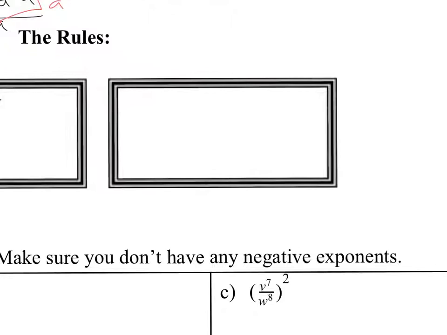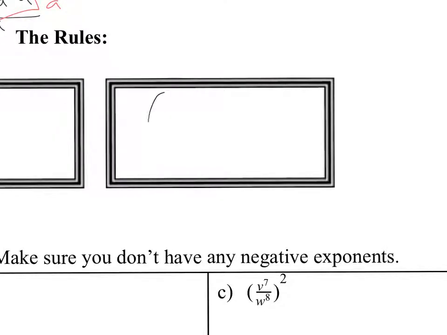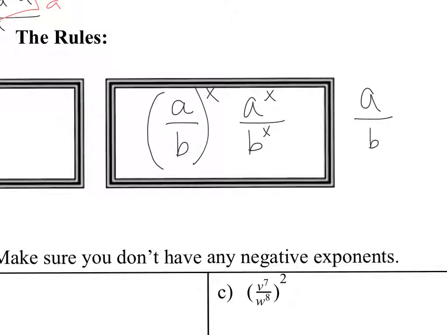Another rule for exponents in division is if you have a over b all to the x power, you have to distribute this. So you have to multiply your power to each thing. So this is going to be a to the x over b to the x. And also if this already has an exponent, so if you have a over b to the y all to the x power, you're going to multiply the exponent. So it's a to the xy over b to the xy.